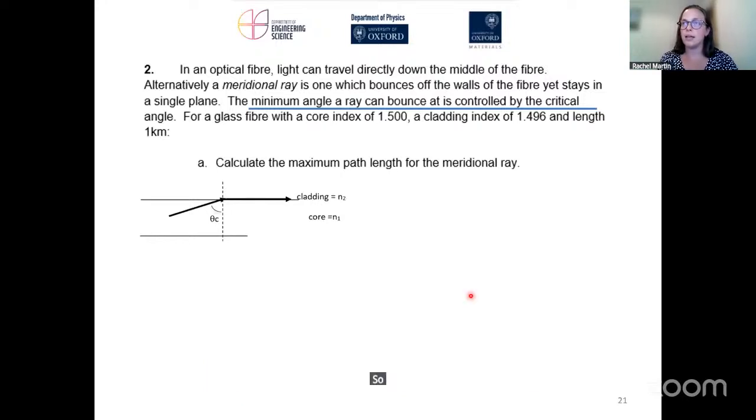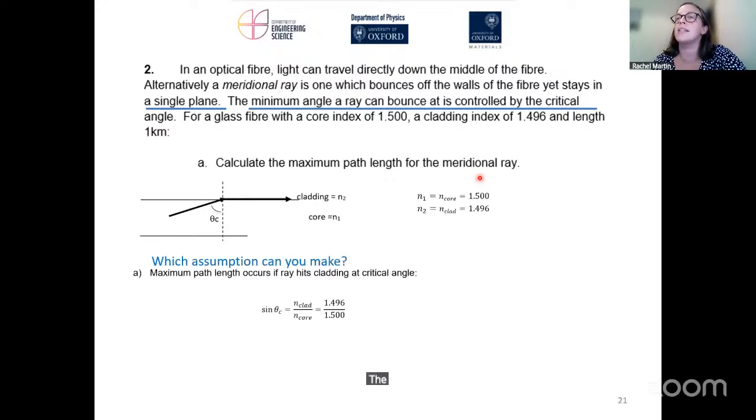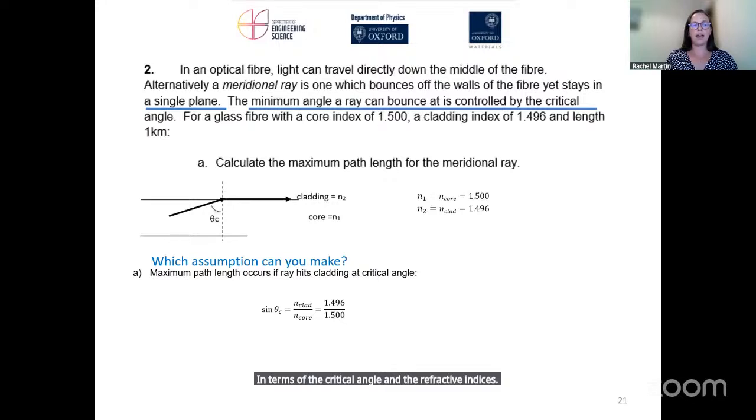So our next step, we're really going to look at making sure we can, oh sorry, I just dropped my water bottle. We can look at the refractive indices. Okay, just going to shut the window. Hold on a second.